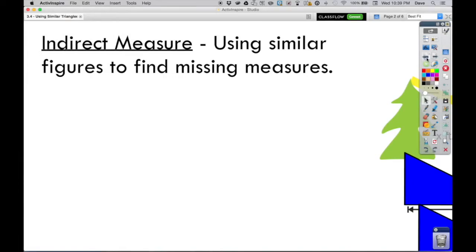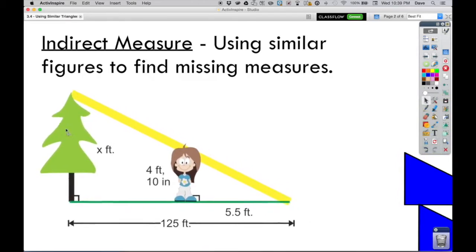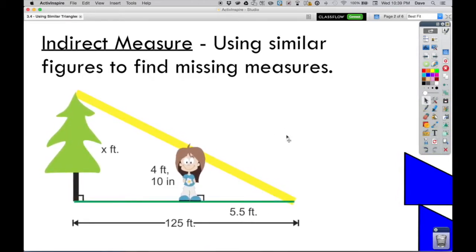All right, so let's first talk about indirect measures. One way to think of it is that it means we can't take a direct measurement. We're going to use similar figures instead to find missing measures. So here's a scenario that's pretty well known when it comes to this kind of stuff.